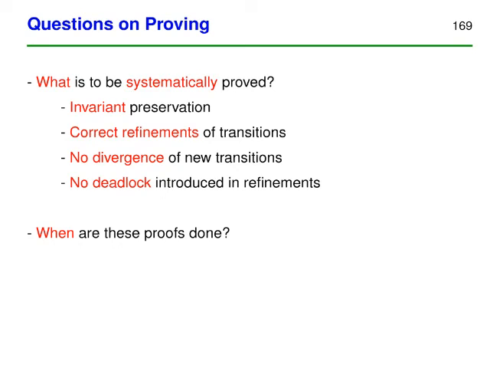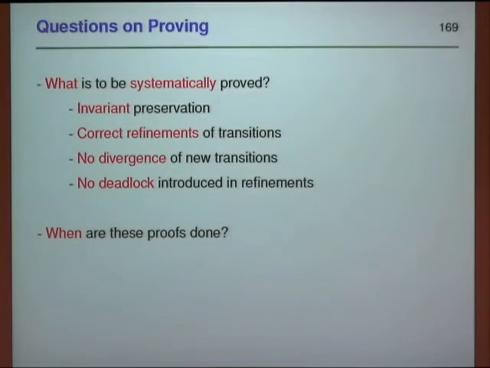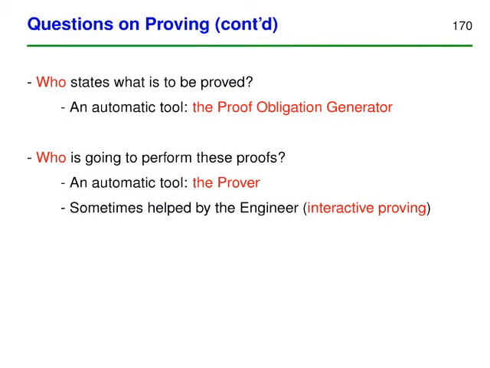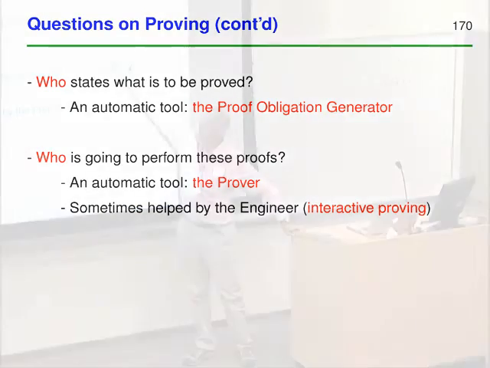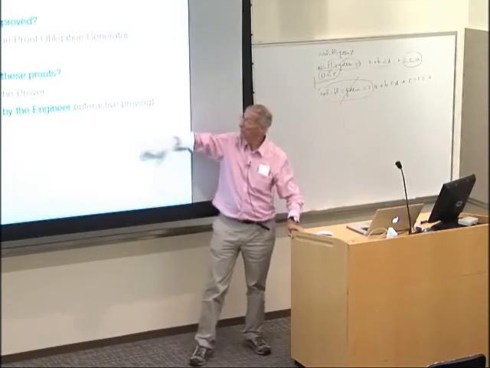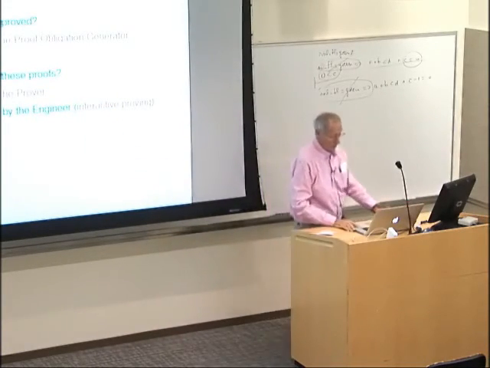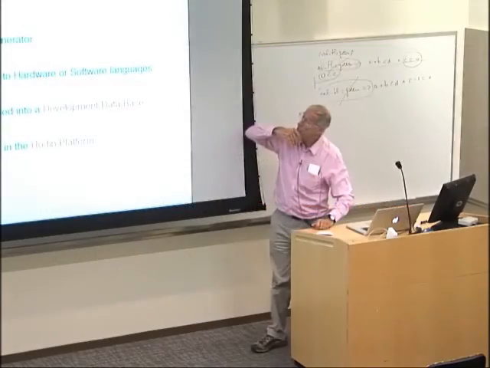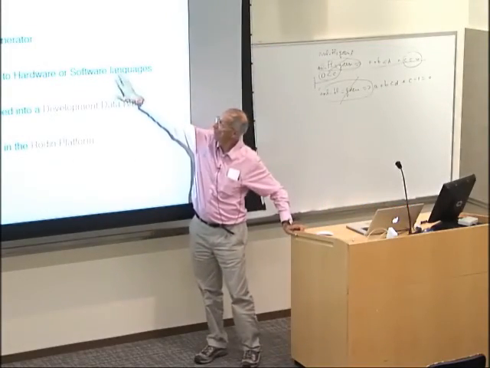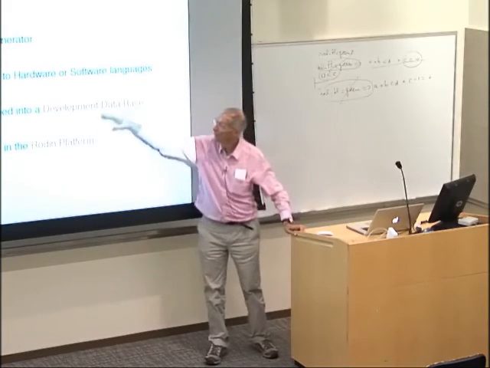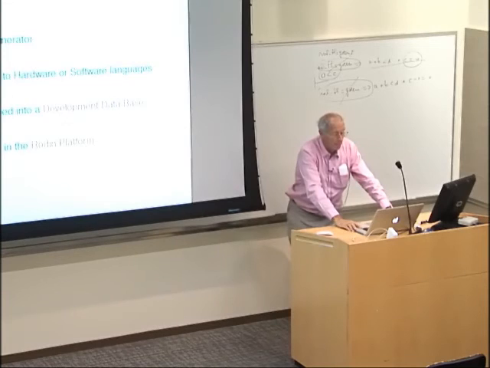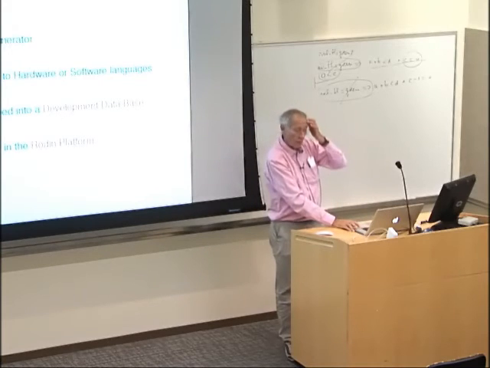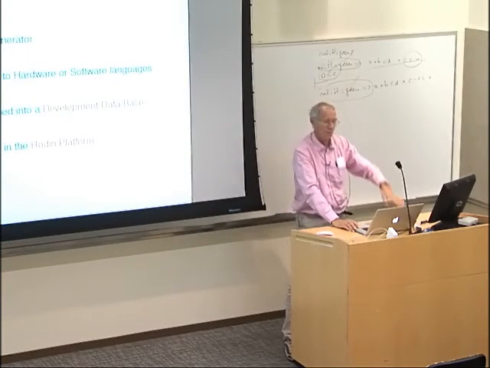So, a question on proving. What is to be systematically proved: invariant preservation, correct refinement, no divergence, and no deadlock. Where are these proofs done? So I've said many times, the proof obligation generator, and then the prover, which is automatic or interactive. And the main tools are the proof obligation generator, the prover, and translators into hardware or software languages. And the tool is embedded in a development database. What prover do you use in Rodin? We develop our own provers. And we also have connections to external provers, but so far this is mainly our own prover.